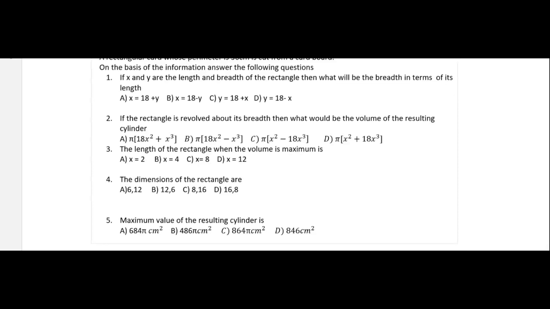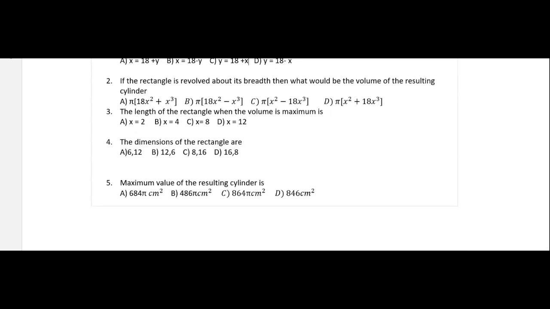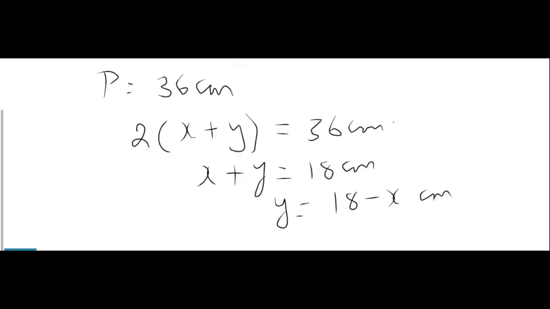Second one: if the rectangle is revolved about its breadth, then what would be the volume of the resulting cylinder? A. Pi into 18x squared plus x cubed. B. Pi into 18x squared minus x cubed. C. Pi into x squared minus 18x cubed. And D. Pi into x squared plus 18x cubed. Now let us quickly solve this.